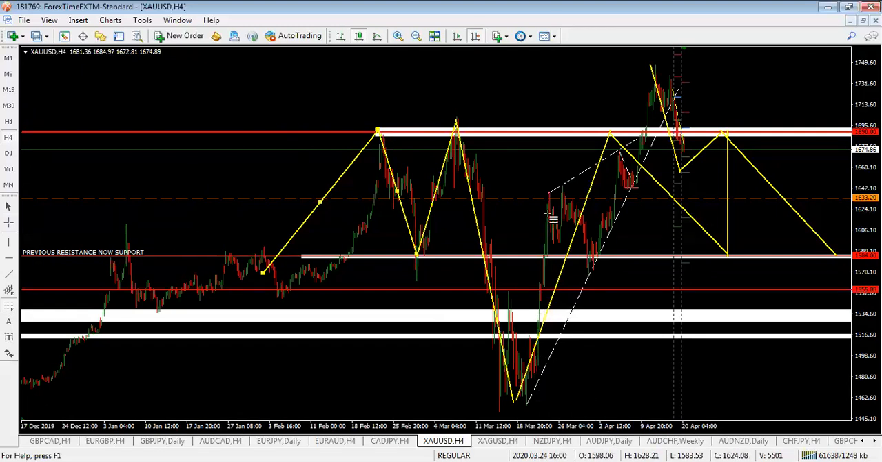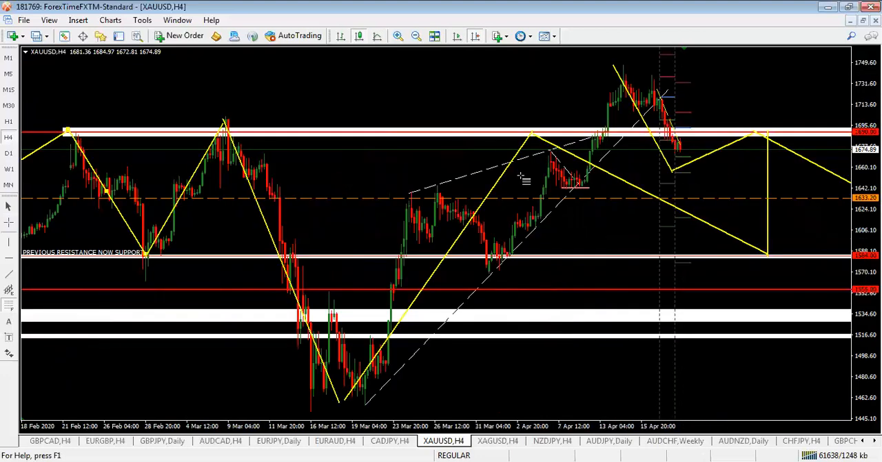For individual candlestick analysis, let's examine. Look at this move here, the candle arrangement, the angle of inclination, the angle of movement here. This was an impulsive move.